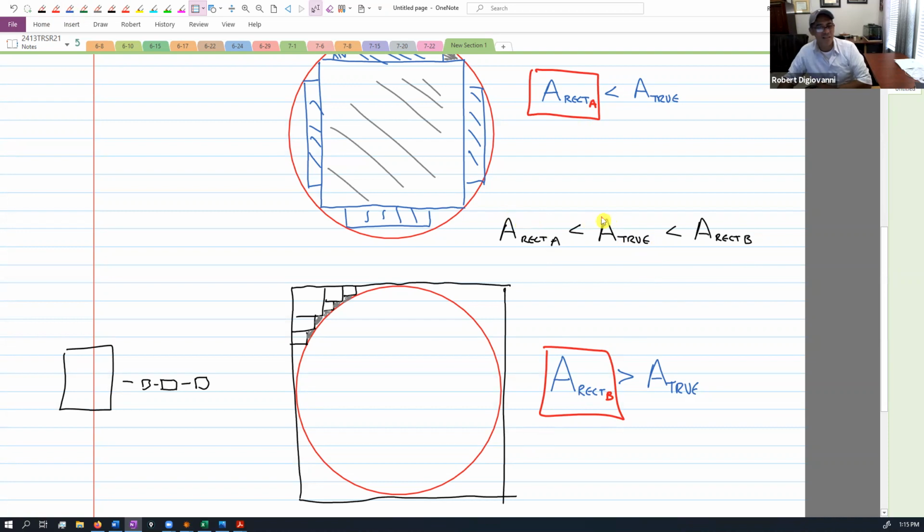That makes sense? So what we've done is we've said, okay, give me a circle. I'm going to draw these rectangles, and I can tell you that the true area is between these two numbers. And the better I get at drawing rectangles and the more rectangles I draw, the more narrow that window becomes. Do you all understand that?